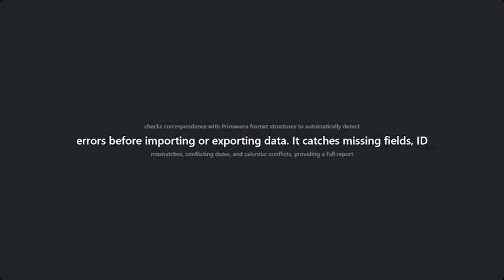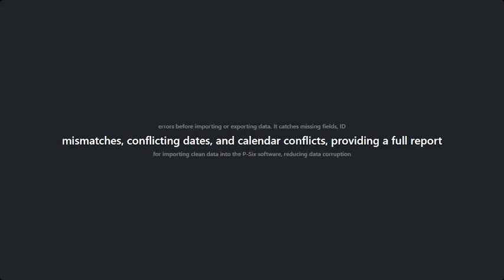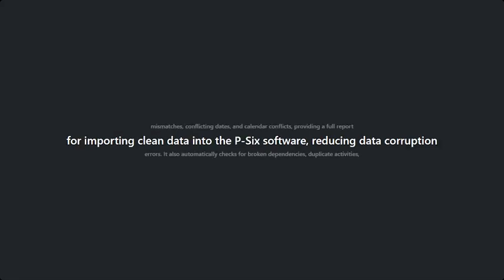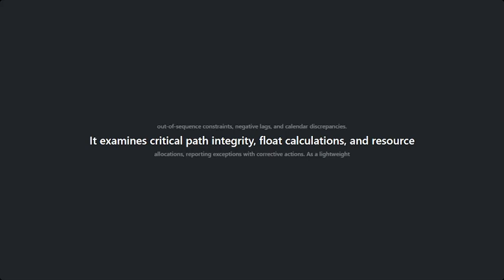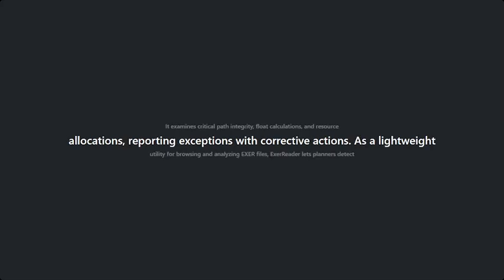It catches missing fields, ID mismatches, conflicting dates, and calendar conflicts, providing a full report for importing clean data into the P6 software. Its use reduces data corruption errors in P6 scheduling. It also automatically checks for broken dependencies, duplicate activities, out-of-sequence constraints, negative lags, and calendar discrepancies. It examines critical path integrity, float calculations, and resource allocations, reporting exceptions with corrective actions.